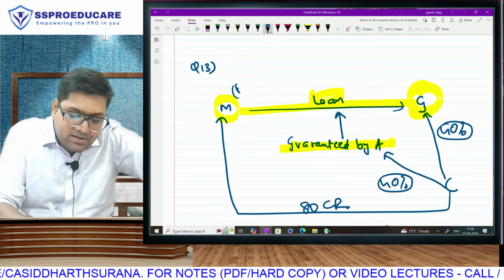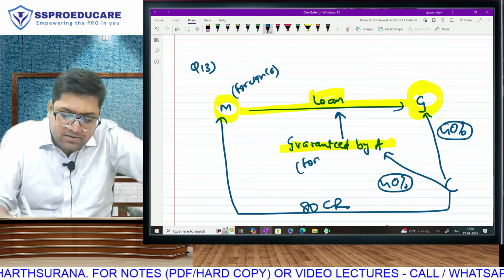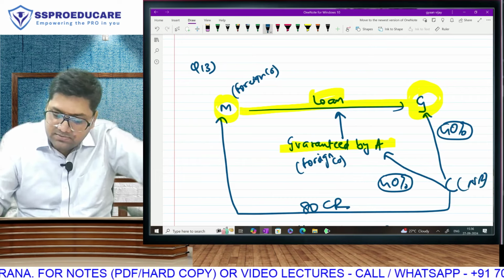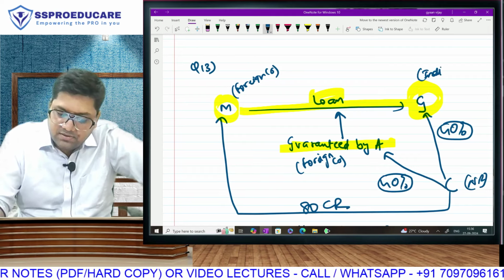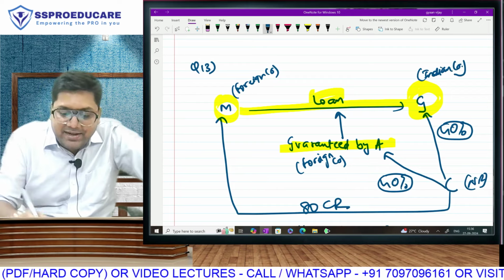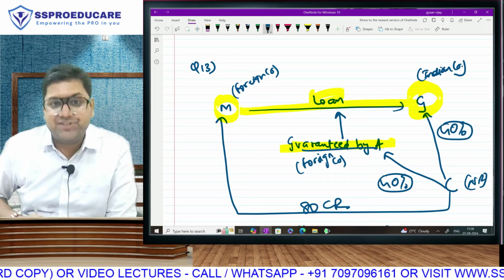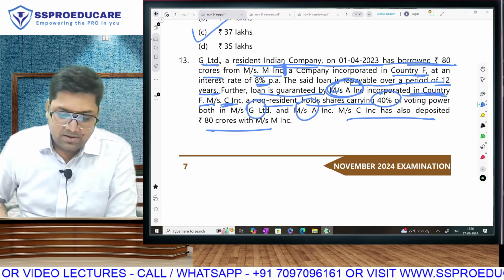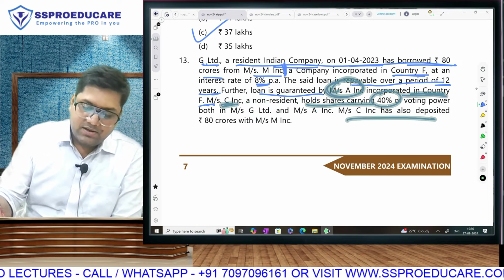This is a foreign company. This C is a non-resident, and this G is Indian company. So M is giving loan to Indian company, and guarantee is given by A. A is acting as guarantor on behalf of G to M. Okay? C a non-resident. So this much is done.